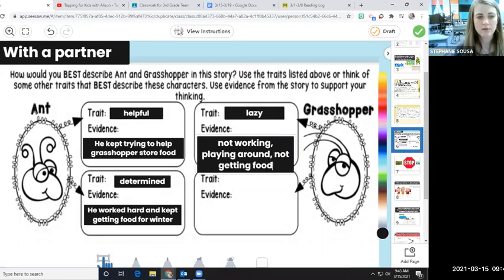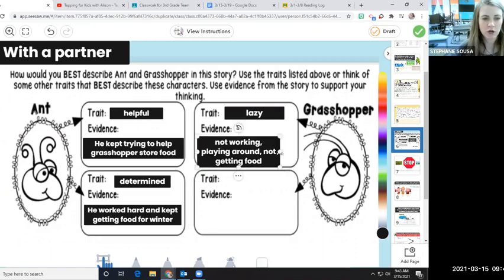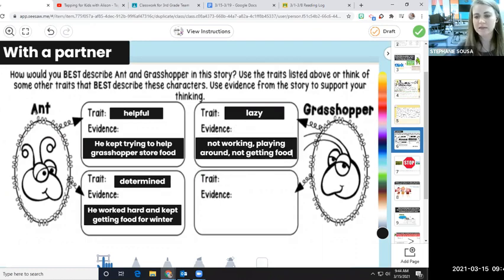Okay. So he was like, oh no, I don't have to work. I'm going to be fine. It's all going to be okay. Lazy is a word to describe grasshopper. We need another character trait to describe grasshopper. Who'd like to share one? Another character trait.